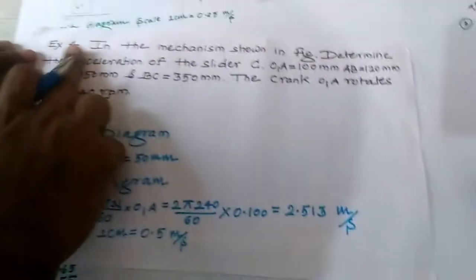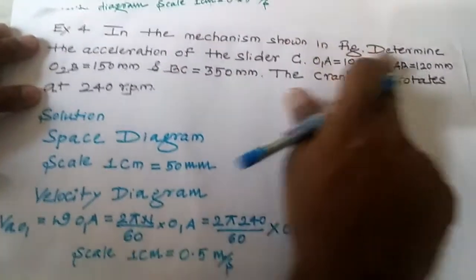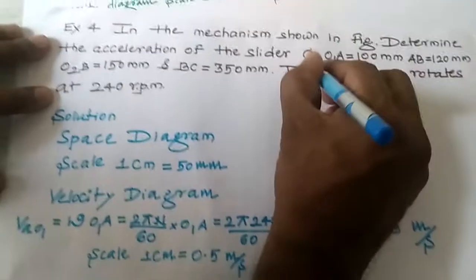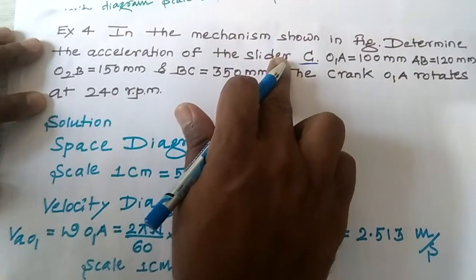This is the fourth example on the acceleration diagram. Then I'll read the example. Example 4: in the mechanism shown in the figure, determine the acceleration of the slider C. You have to find the acceleration of the slider C.